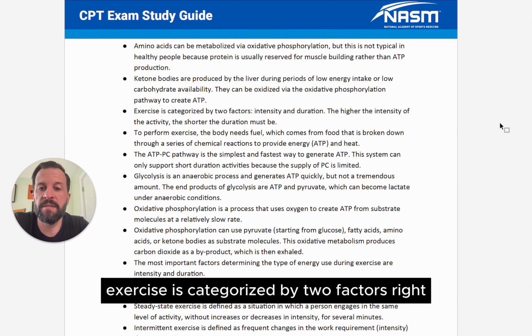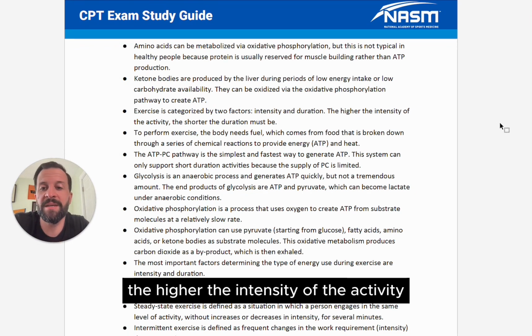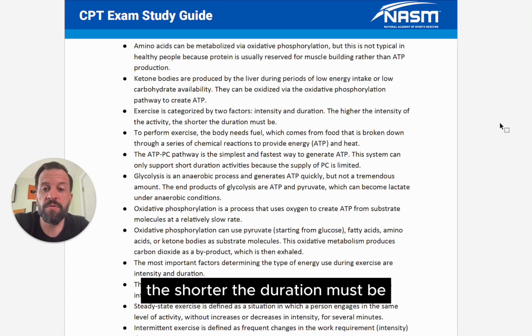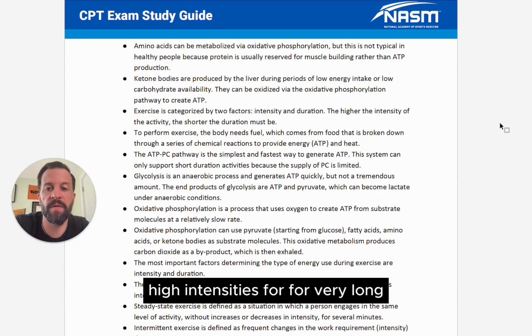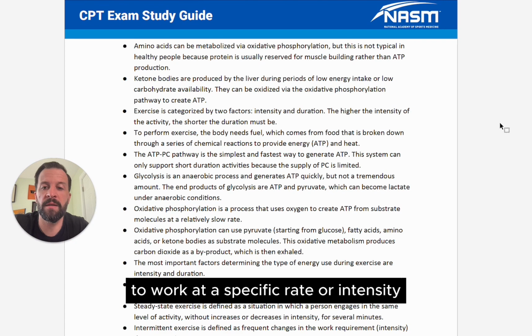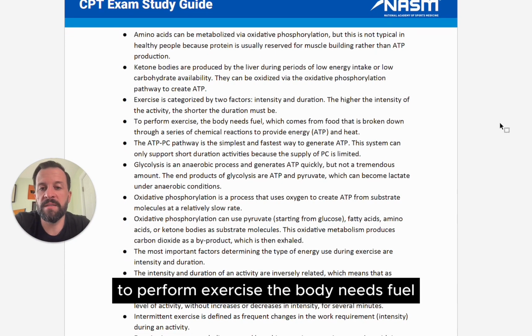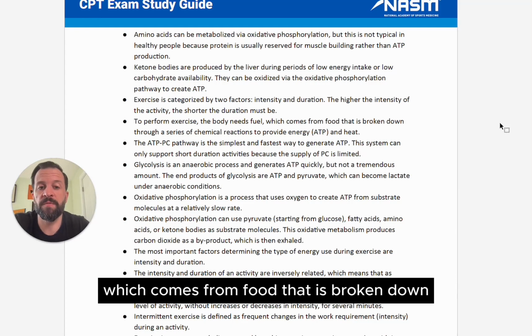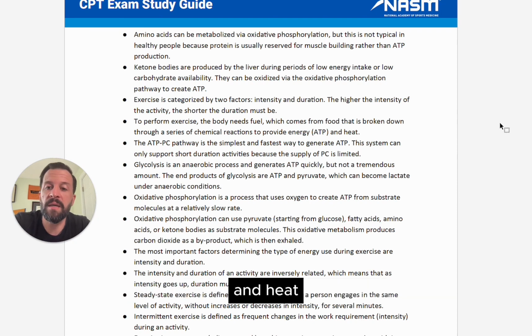Exercise is categorized by two factors, right? Intensity and duration. The higher the intensity of the activity, the shorter the duration must be. We can't sustain high intensities for very long. And this is kind of the basis of it, the energy systems that allow us to work at a specific rate or intensity. To perform exercise, the body needs fuel, which comes from food that is broken down through a series of chemical reactions to provide energy in the form of ATP and heat.